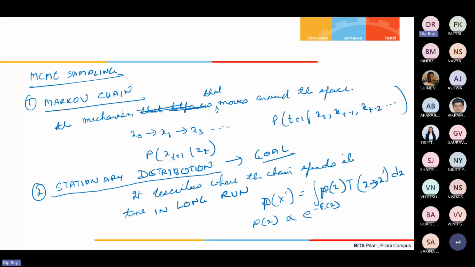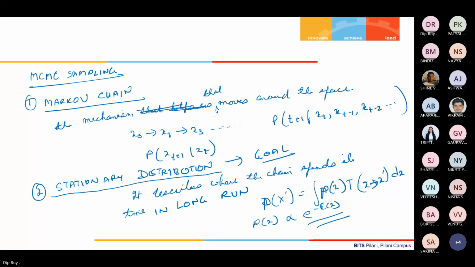And the final stationary distribution will mimic this functional form. And why do we need it? Now just think about one particular thing. Suppose I know the probability distribution and I tell you to do sampling from there. You will easily be able to do that because you know the functional form of the distribution, right?